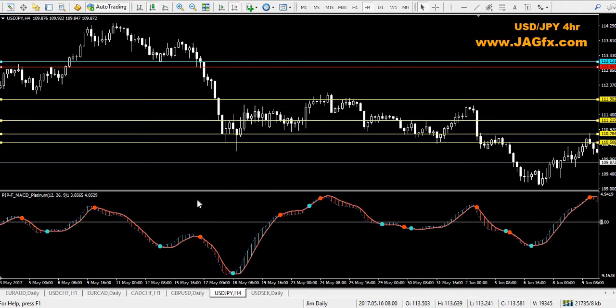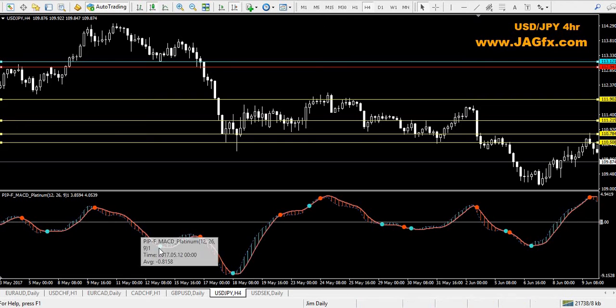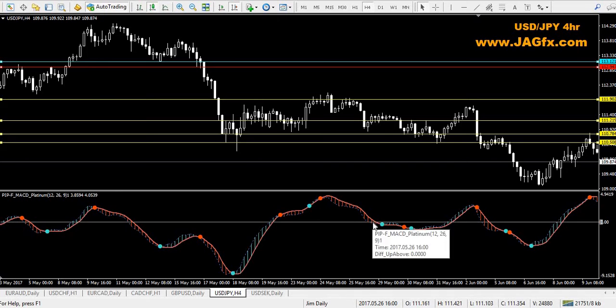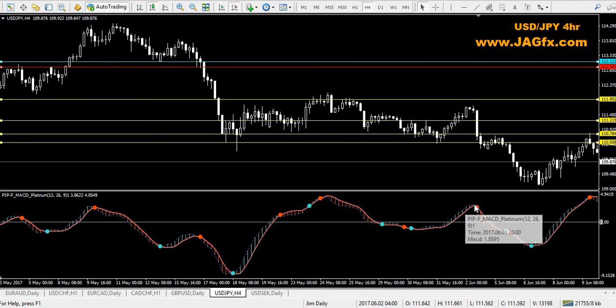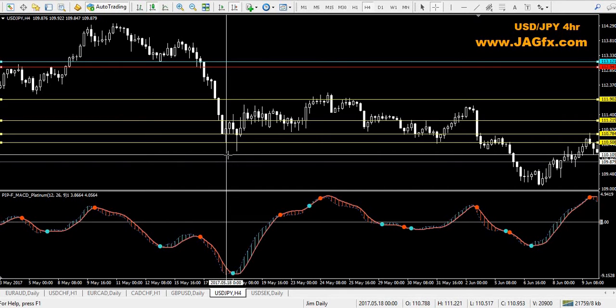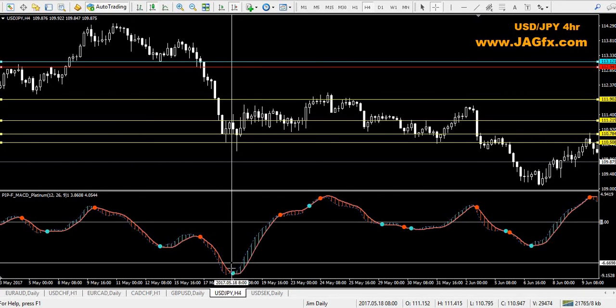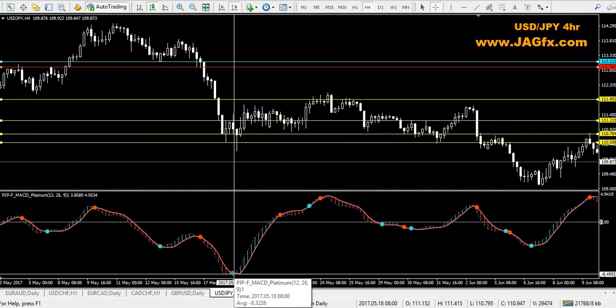Now, what we're looking for, remember what I said in the previous video, we can make some certain assumptions that if there is blue dots on the MACD below the 0 level, we're looking to buy, and if there's red dots above the 0 level on the MACD Platinum, we're looking to sell. So blue below, buy, red above, sell. So we come down here and we've got this blue dot on the MACD Platinum.